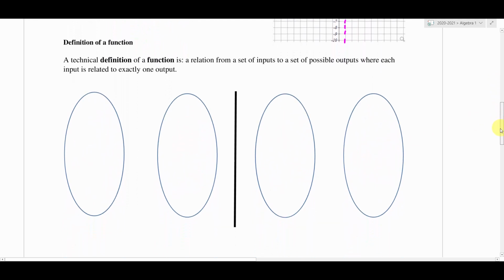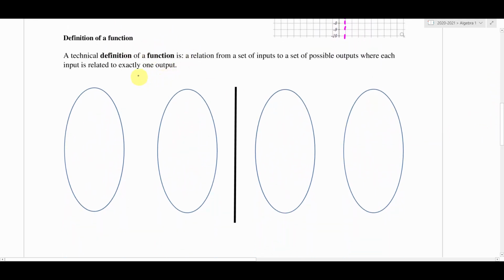Let's talk about the definition of a function. I've typed it out for you here, and I'll read it out loud. A technical definition of a function is a relation from a set of inputs to a possible set of outputs, where each input is related to exactly one output. So there's a set of numbers, we'll call them inputs, and another set of numbers which we'll call outputs, and each input is related to an output, but only one output. So every number that's an input has exactly one output.